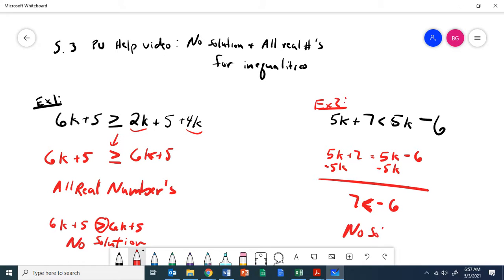Okay, no solution. Now, I'm going to make up, for instance, what if I had it flipped? I said negative 6 was less than 7. Well, if you get something like that, where negative 6 is less than 7, that's always going to hold true. So if you get something like that, we say all real numbers again, okay? Because it doesn't matter what numbers we pick for a variable, the left side will always be less than the right side in this case.